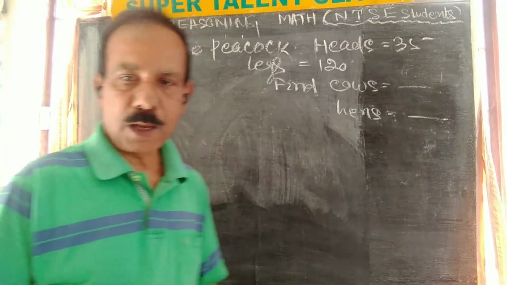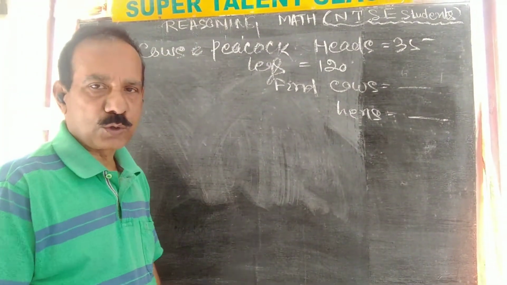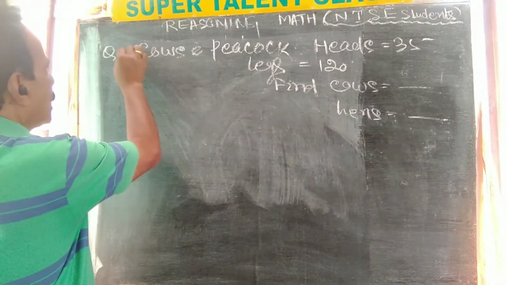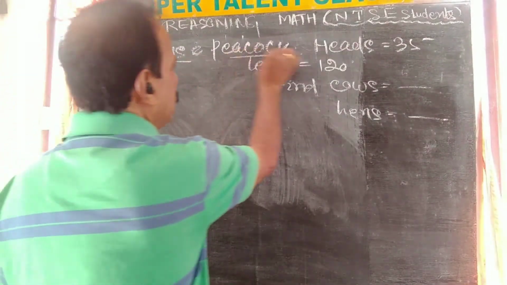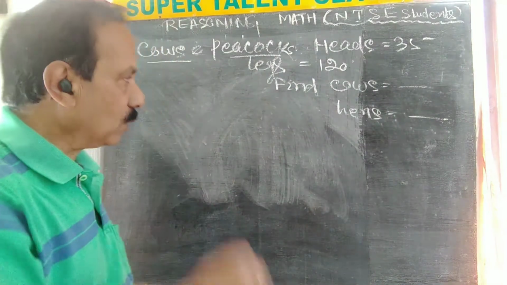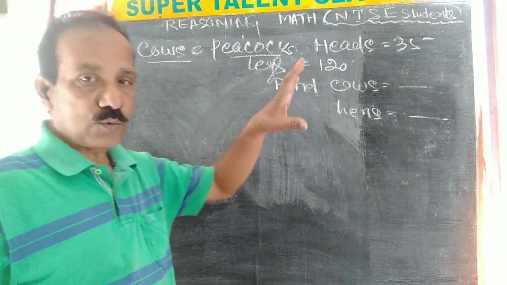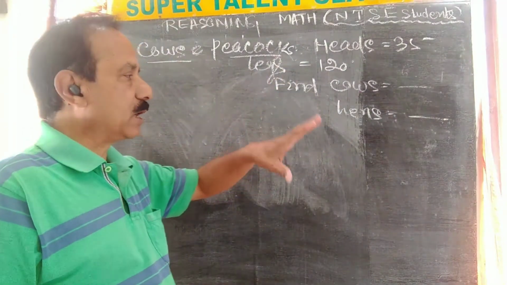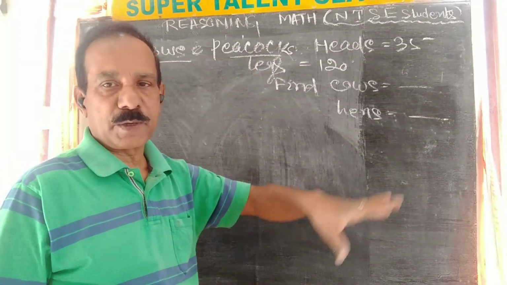Right? Now see other questions. In a group, there are some cows and peacocks. Total number of heads. When you read the questions, the question is made such that it will develop the total development of a child.